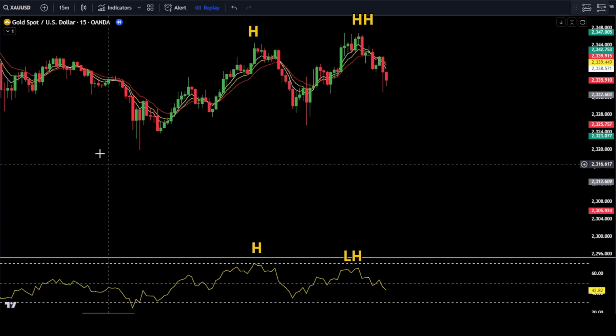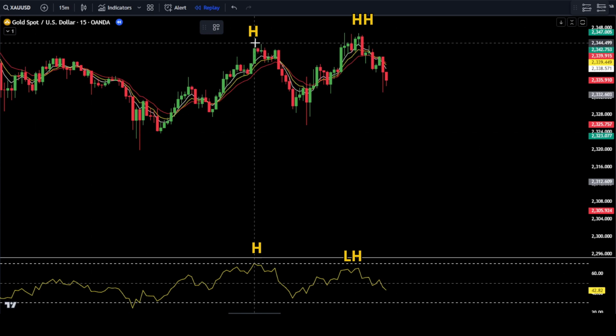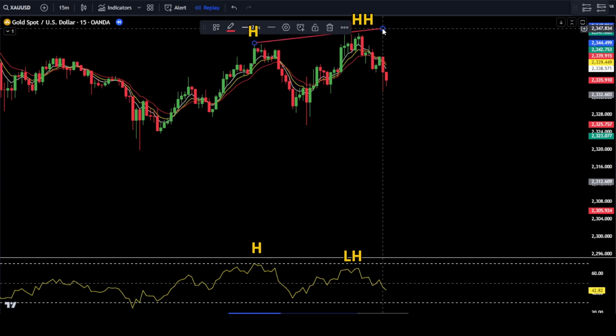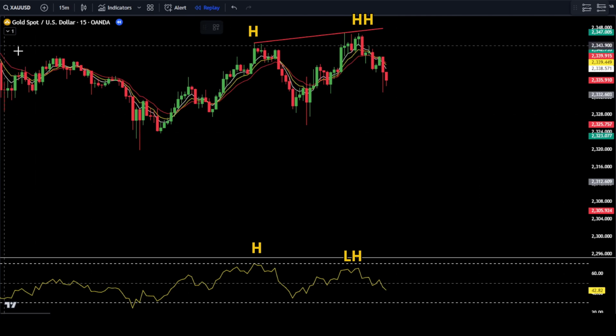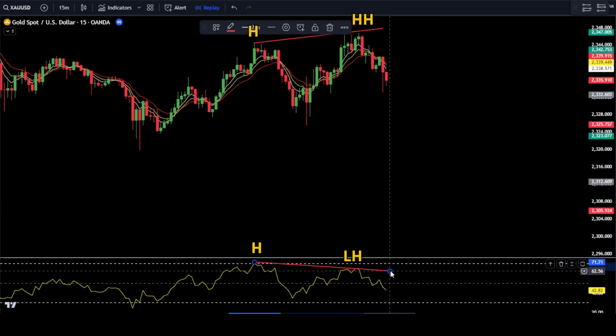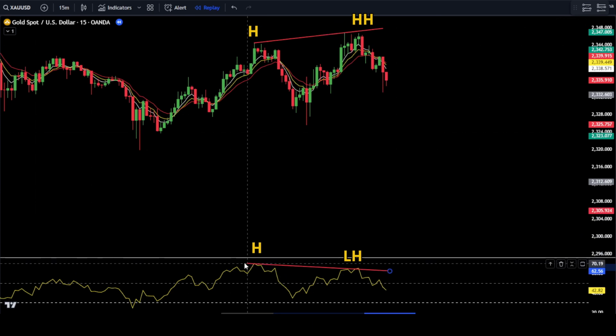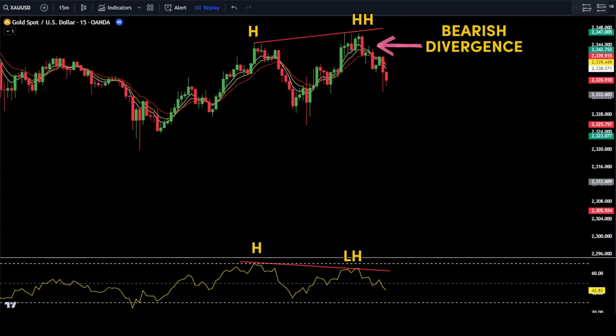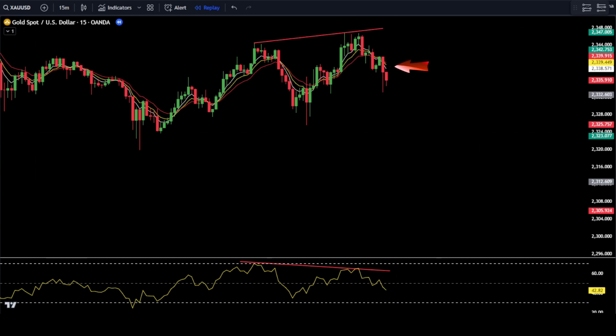To confirm it, you can draw a trend line from the high to the higher high on the price candlestick and then draw a line from the high to the lower high on the RSI indicator. After the bearish divergence is confirmed, you can wait until the EMA 5 and EMA 8 lines cross below the EMA 13 line. Make sure that the EMA 5 is at the bottom, EMA 8 is in the middle, and EMA 13 is at the top.